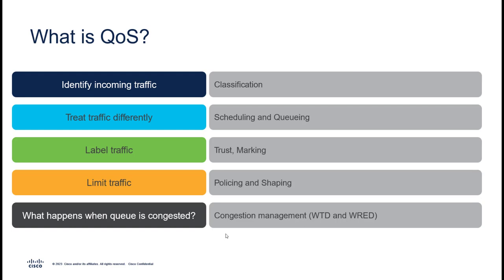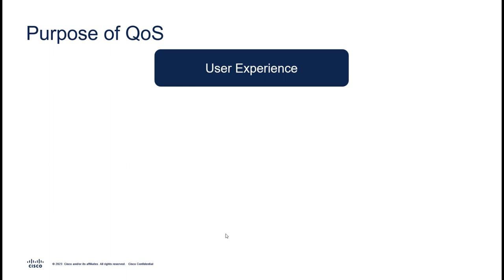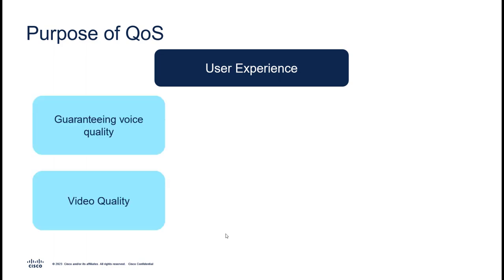QoS helps us to define the behavior that the switch needs to follow when such a congestion happens. So putting it all together, what is the end goal of QoS? The end goal of QoS is to ensure the user experience. So let's spend a minute to understand what this means.